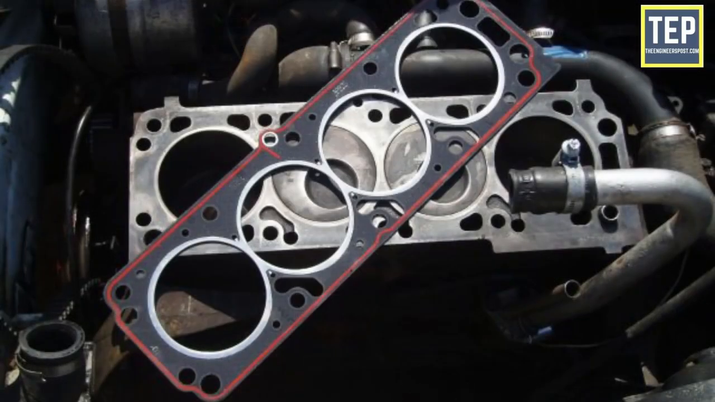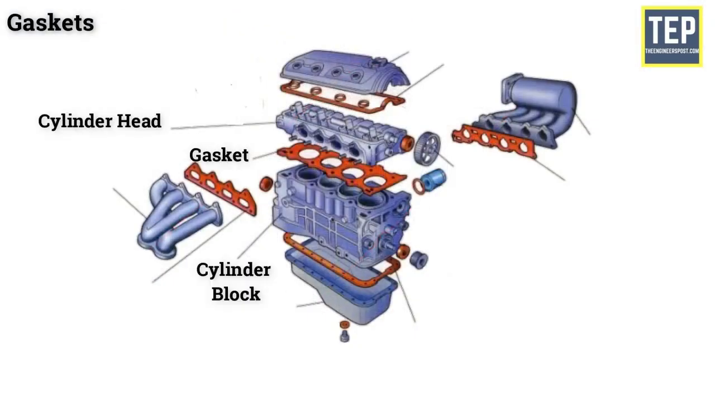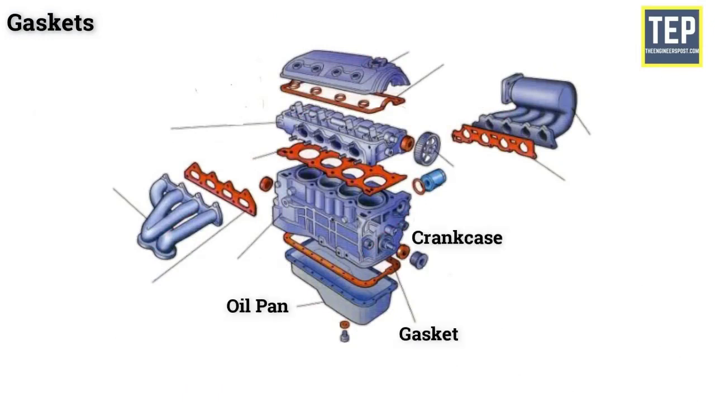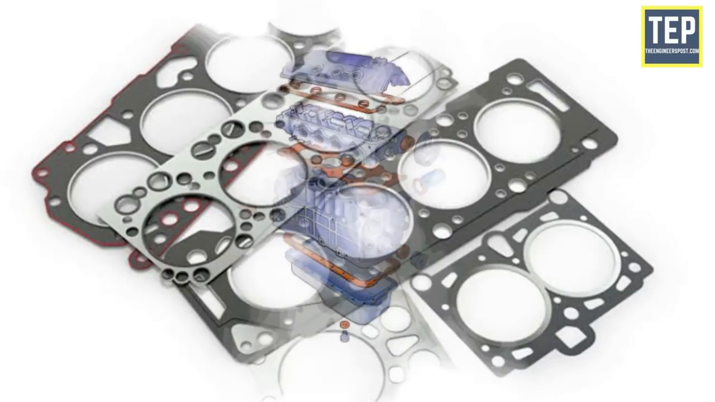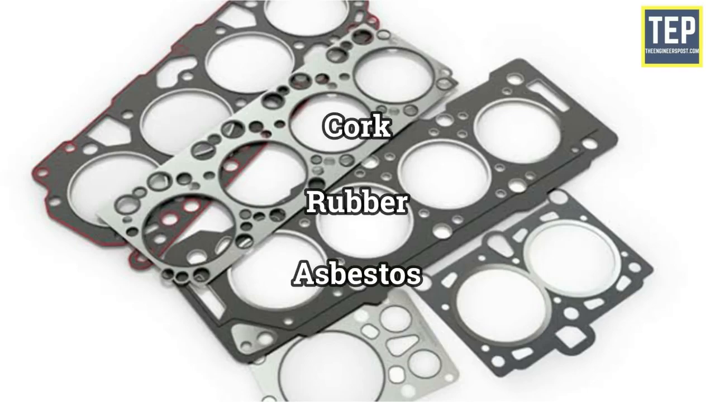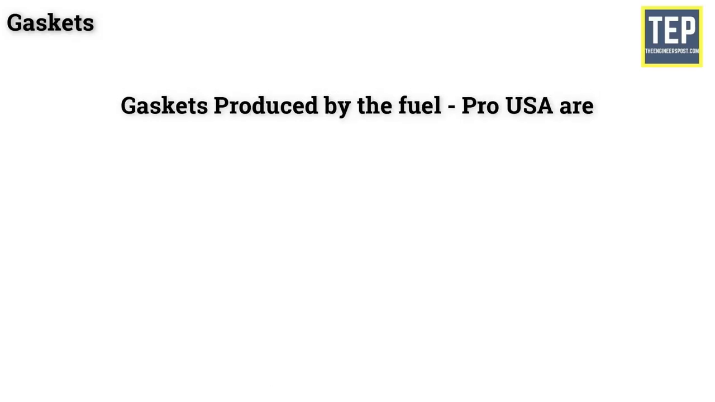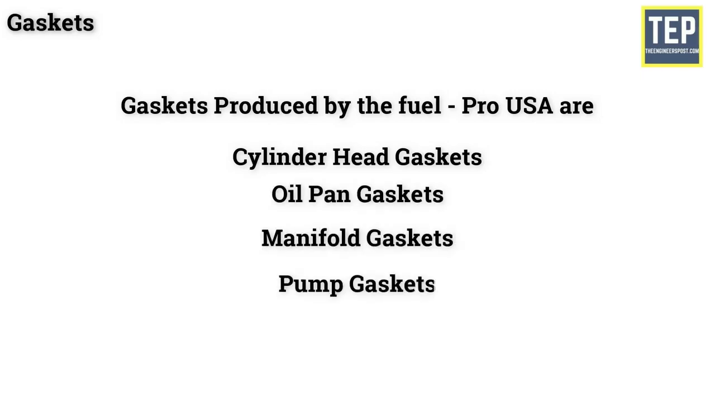Gaskets. Gaskets are used to provide a tight-fitting joint between two surfaces. Gaskets are found in the joint between the cylinder head and the cylinder block, between the crankcase and oil pan, and in between the cylinder block and manifold. Materials used for gaskets are cork, asbestos, and rubber. Gaskets produced by Fuel Pro USA are cylinder head gaskets, oil pan gaskets, manifold gaskets, and pump gaskets.